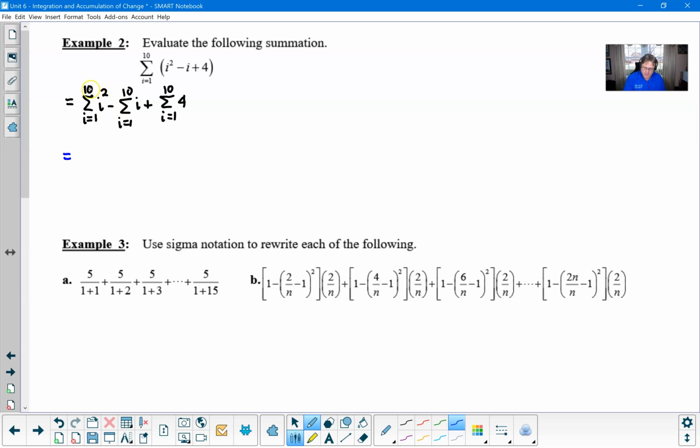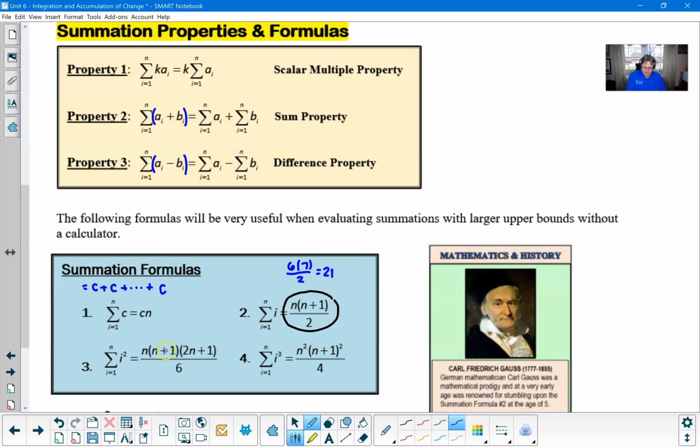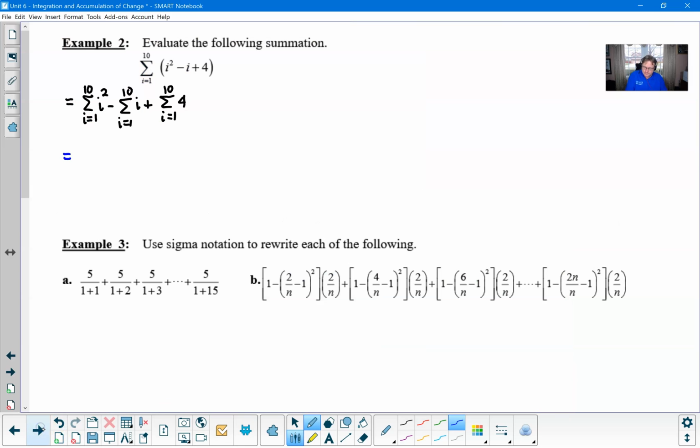The i squared property, now you have it in your notes. You might have to flip back a page. If you're watching the video here without the notes packet, right here is that i squared formula that I need. So we're going to run that in here, and we get n times n plus 1 times 2n plus 1, all divided by 6. That's that first formula.